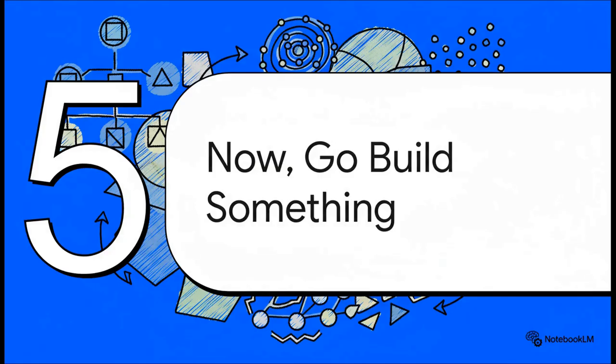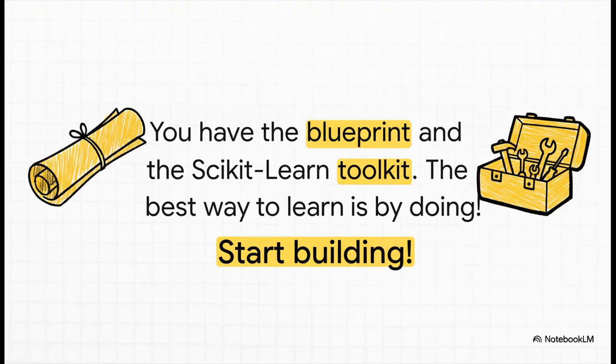All right, we have officially toured the workshop. We've looked at the blueprint. So, where do we go from here? It really just comes down to this. You have the 6-step blueprint. You have a powerful and totally free toolkit waiting for you with Scikit-Learn. The only thing left to do is to get your hands dirty, because the absolute best way to really learn this stuff is by doing it.